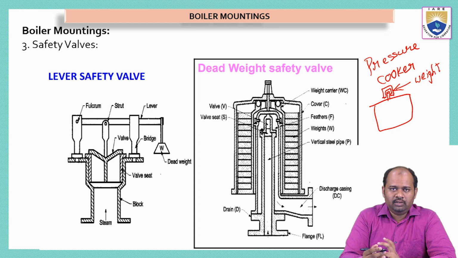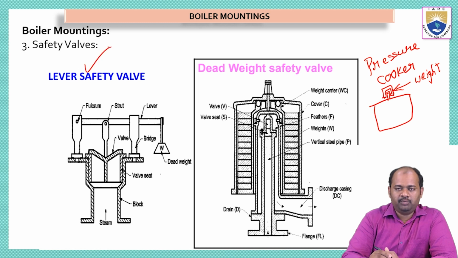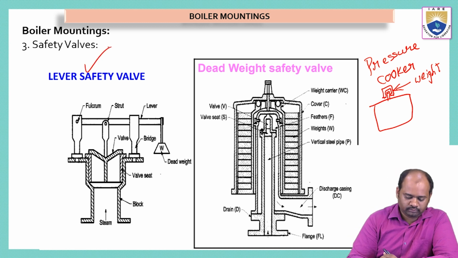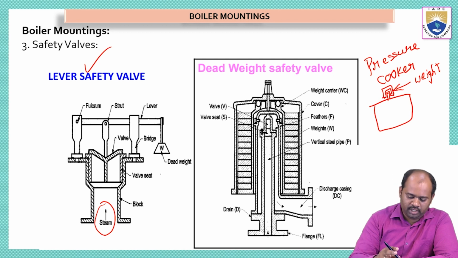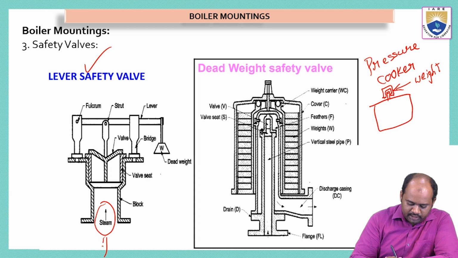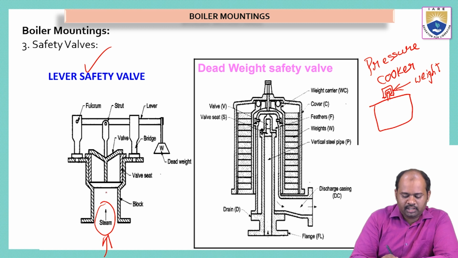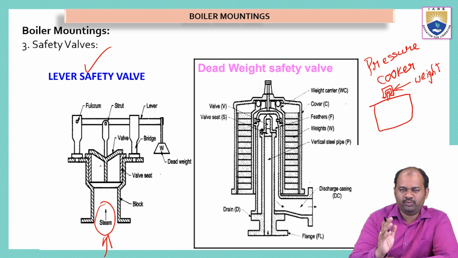Now let us see the working of this safety valve. First, the lever safety valve. This is a mounting which is kept on the surface of the boiler where the steam is produced. In this picture we can see the steam is connected to this lever safety valve. Now the steam will be flowing in this direction. When the steam enters here, it will try to push up the lever.